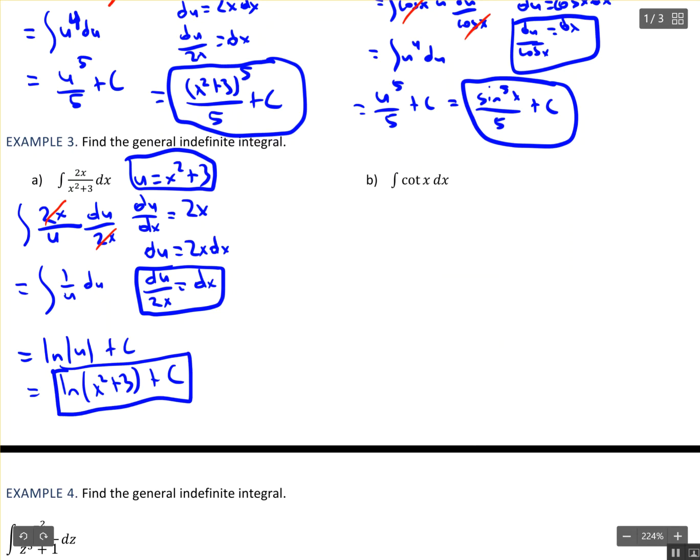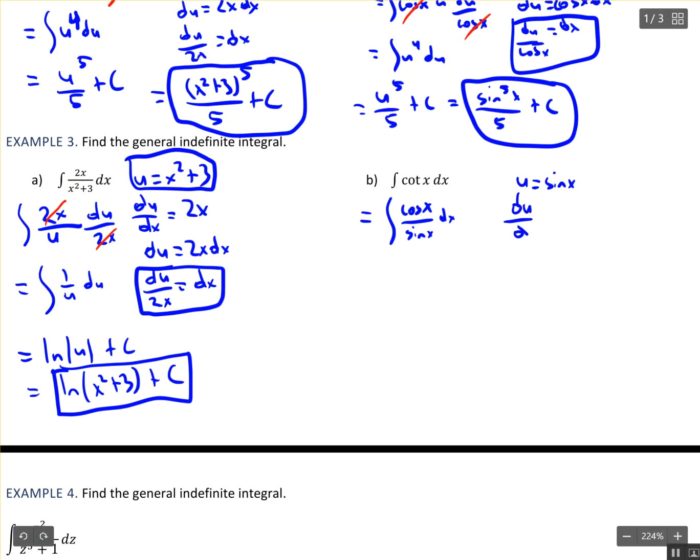All right, now B looks nothing like A, but let's see if we can figure out how to do it. It actually is very similar to A once we see it. So what's the definition of cotangent? The definition of cotangent is cosine of x over sine of x. And now, if we let u equal sine of x, well, the derivative of that is cosine of x. So I have a function and its derivative appearing somewhere. So I think I'm on the right track.